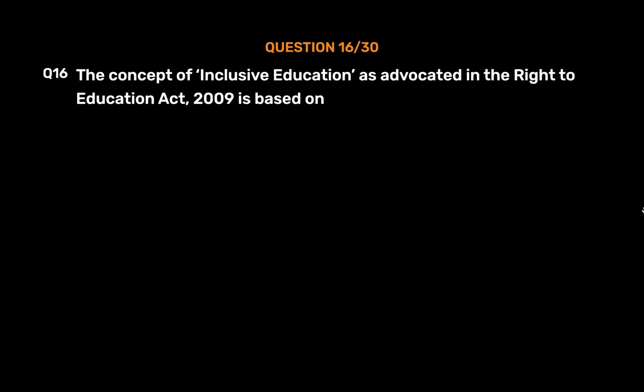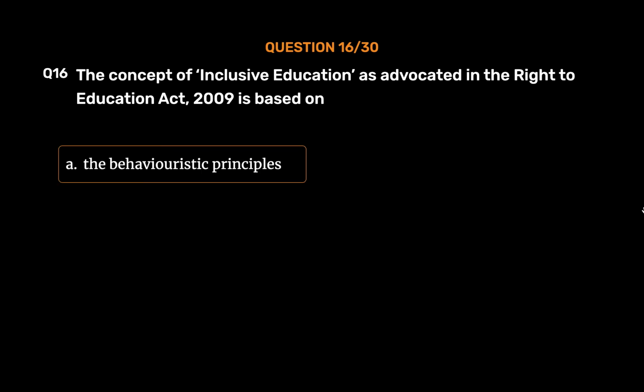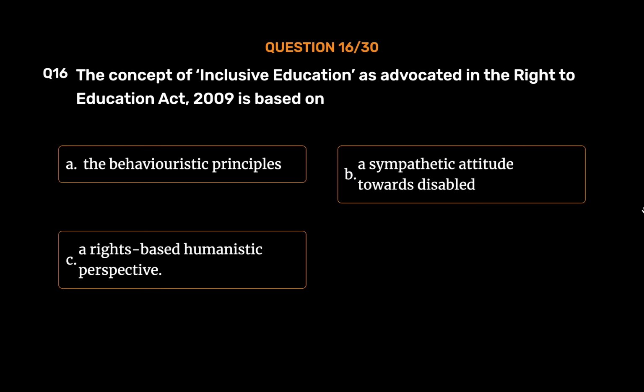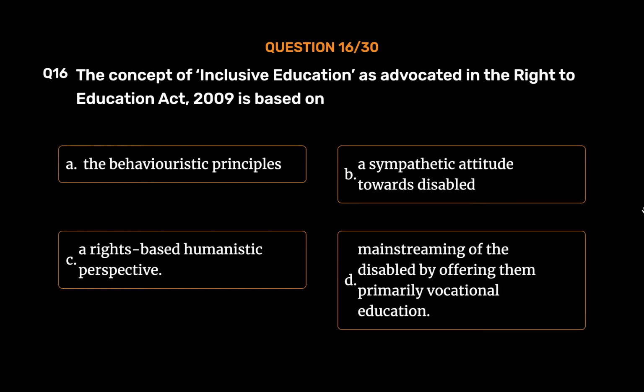Question number 16. The concept of inclusive education as advocated in the Right to Education Act, 2009 is based on Option A. The behavioristic principles. Option B. A sympathetic attitude towards disabled. Option C. A rights-based humanistic perspective. Option D. Mainstreaming of the disabled by offering them primarily vocational education. The correct answer is Option D. Mainstreaming of the disabled by offering them primarily vocational education.